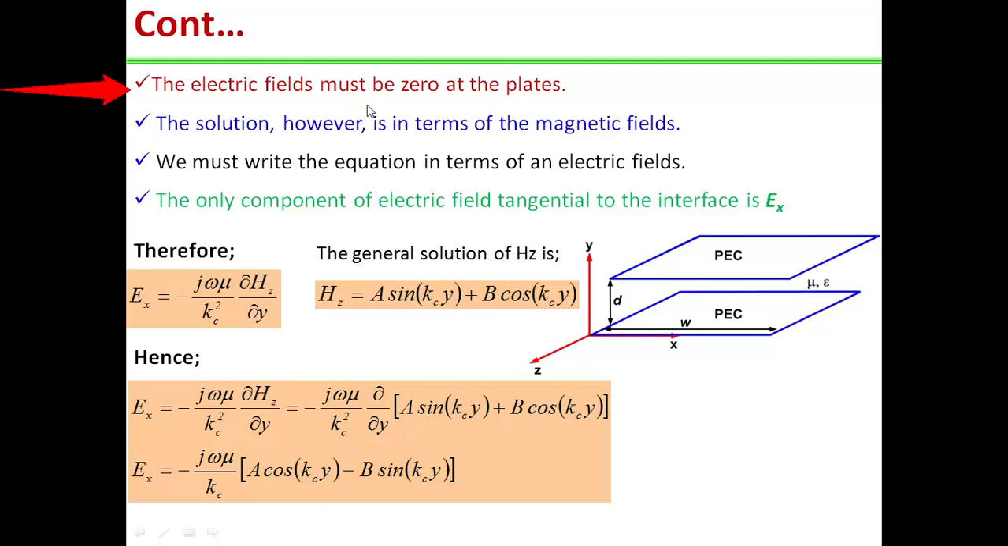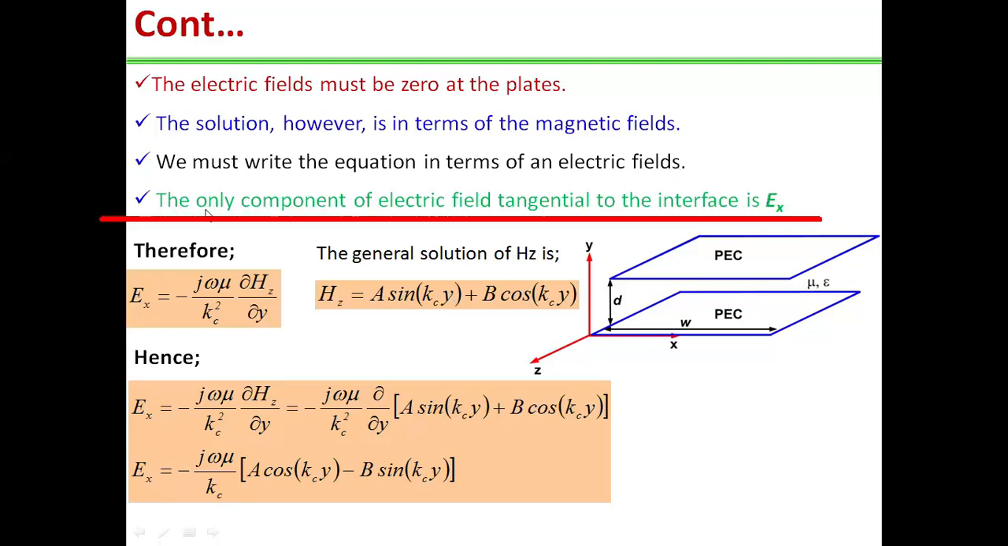The electric field must be 0 at the plates, either top or bottom. Therefore, the solution is in terms of magnetic fields. We must write the equation in terms of electric field to find the constants of the general solution. So, the only component of electric field tangential to the interface is Ex. That means the only tangential component of electric field exists at the interface of metals.